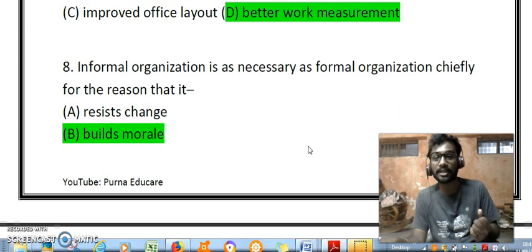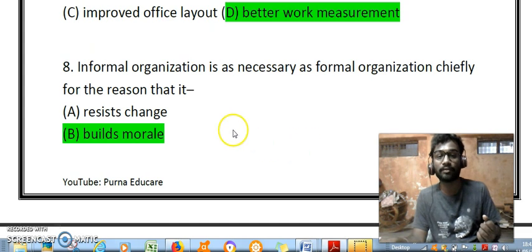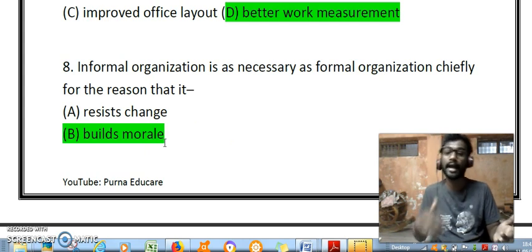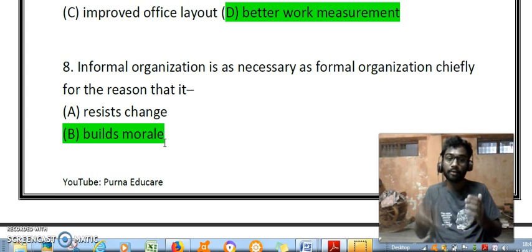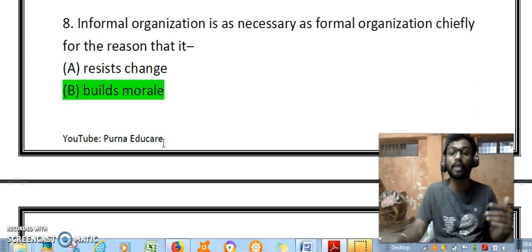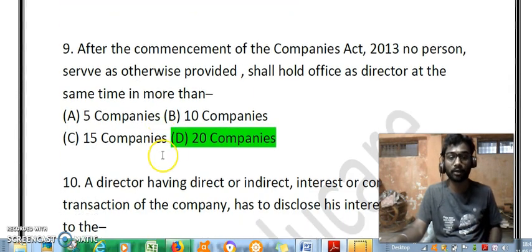Informal organization is as necessary as formal organization chiefly for the reason that it builds morale. In any kind of organization, informal organization is required and formal organization is required. Why informal organization? Informal organization will increase the morale among the employees.